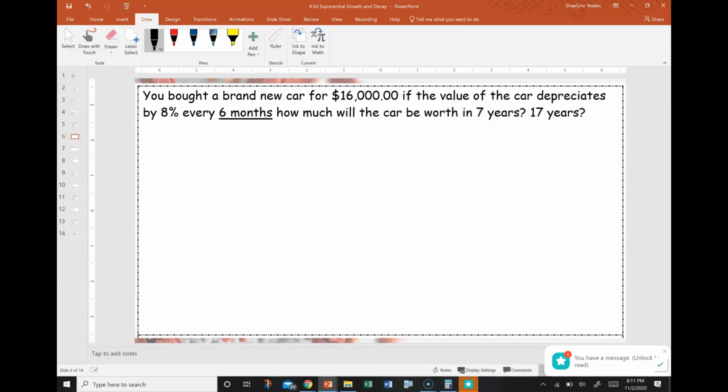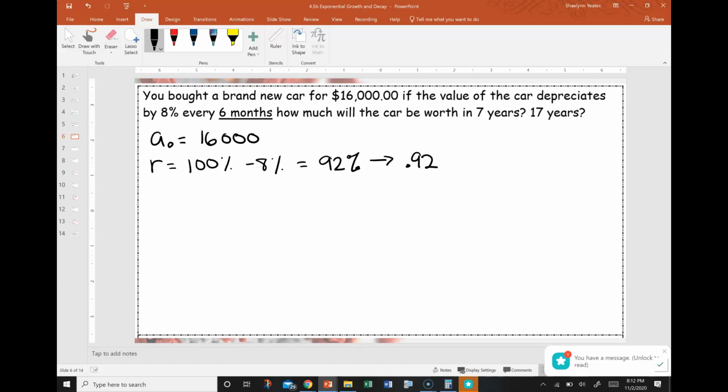All right, let's take a look at this next one. You buy a brand new car for $16,000. When I bought a sort of new car, it was about that much. So if the value of the car depreciates by 8%, depreciate, is that adding or subtracting? Subtracting. Okay, so our starting value of the car is $16,000. And it's depreciating, so it's subtracting: 100% minus the 8%. So then we have 92%, which is 0.92. So our multiplier is 0.92.